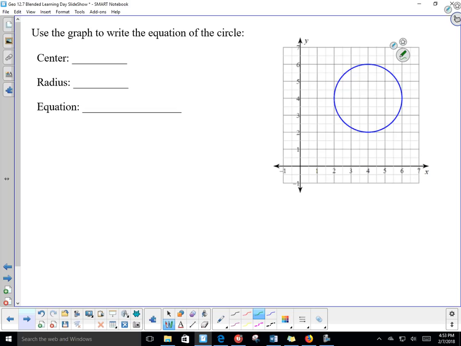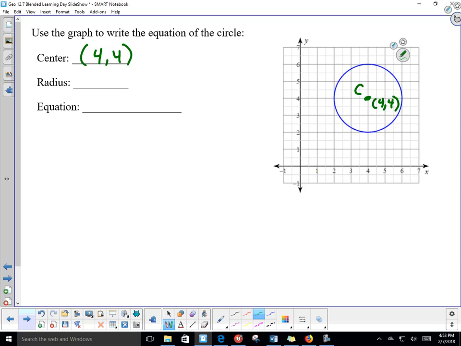Here it says, use the graph to write the equation of the circle. So this time we're not told any point specifically, but we can look at the graph to figure some things out. So it looks to me like the center of the circle is at what ordered pair? Looks like it's right here, and that ordered pair would be (4, 4). So (4, 4) is the center of the circle, and I'll just call that point C for the center. So the center is (4, 4).